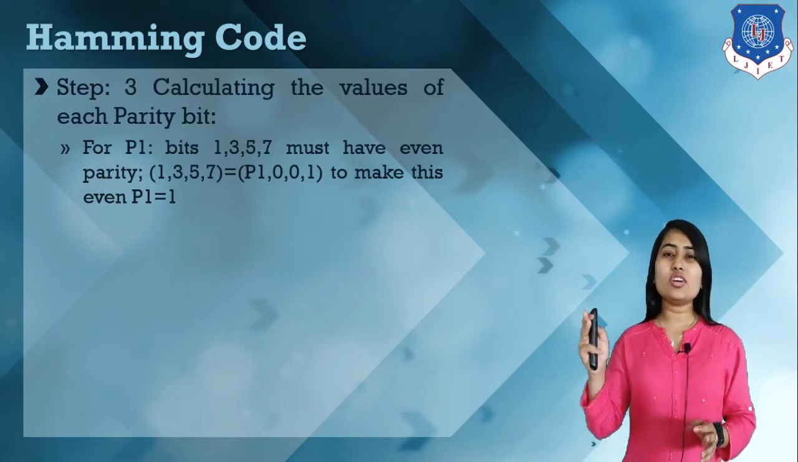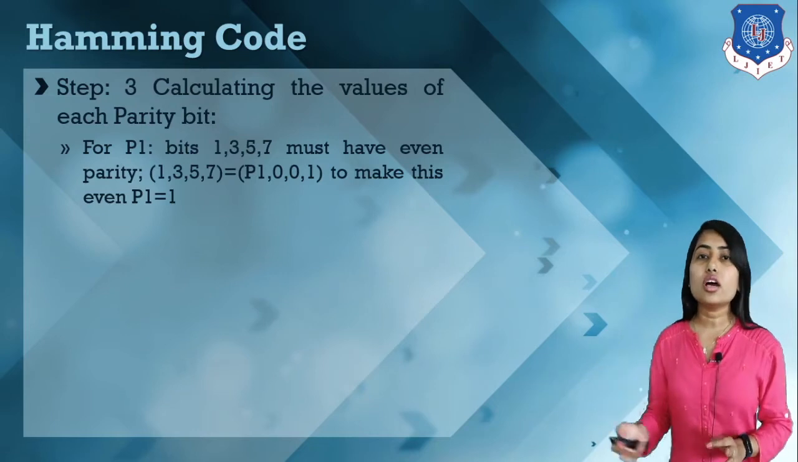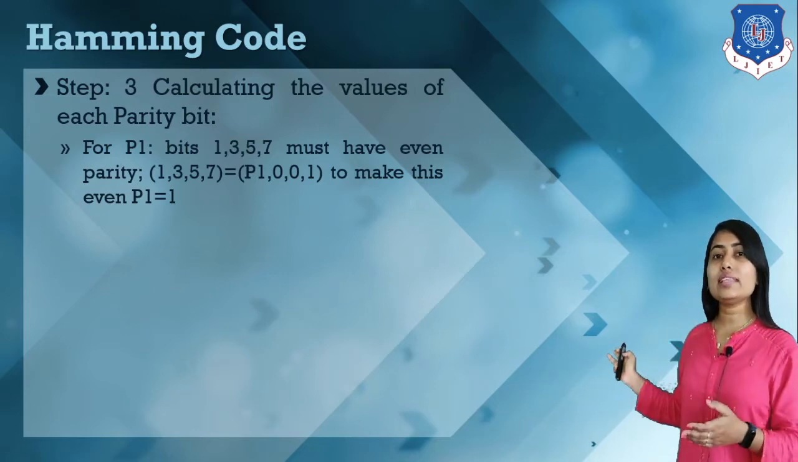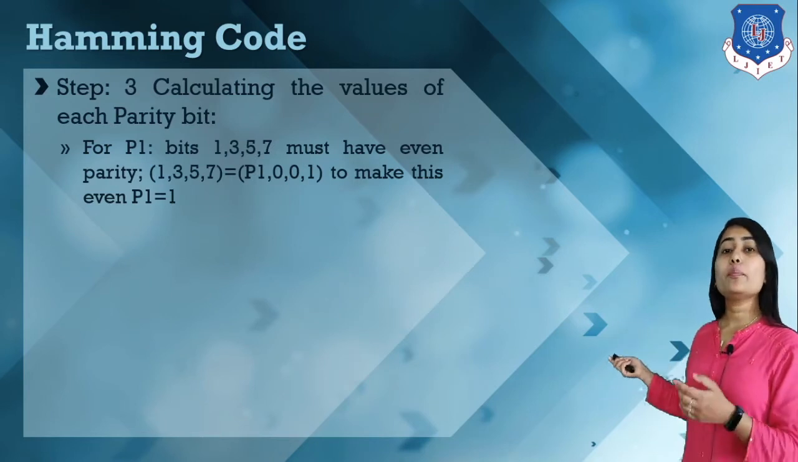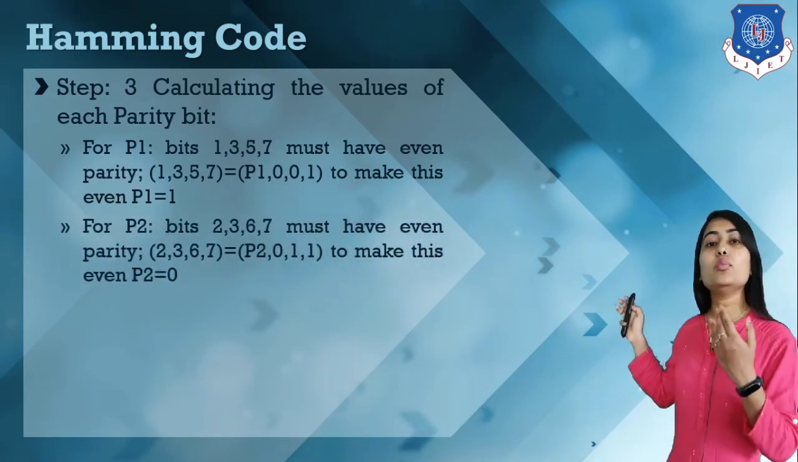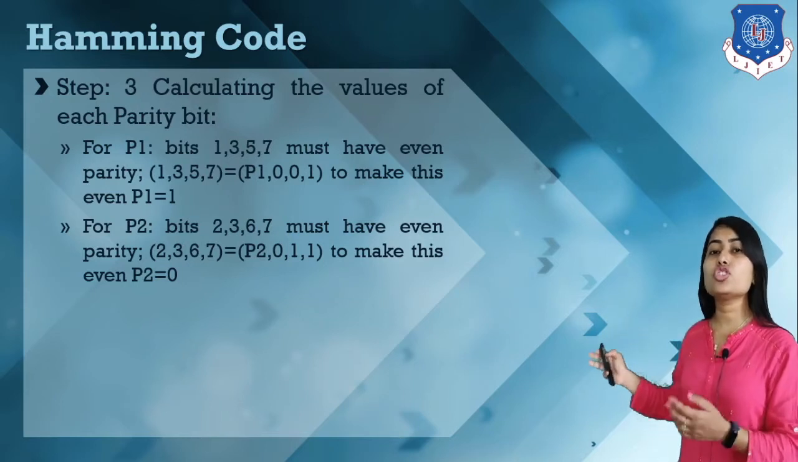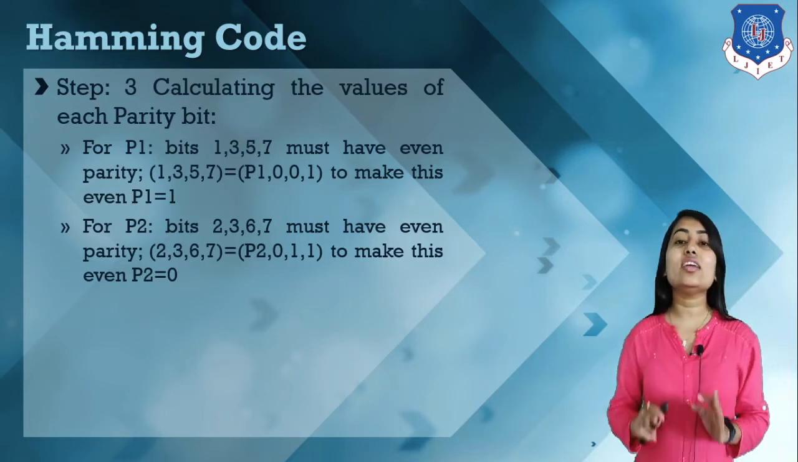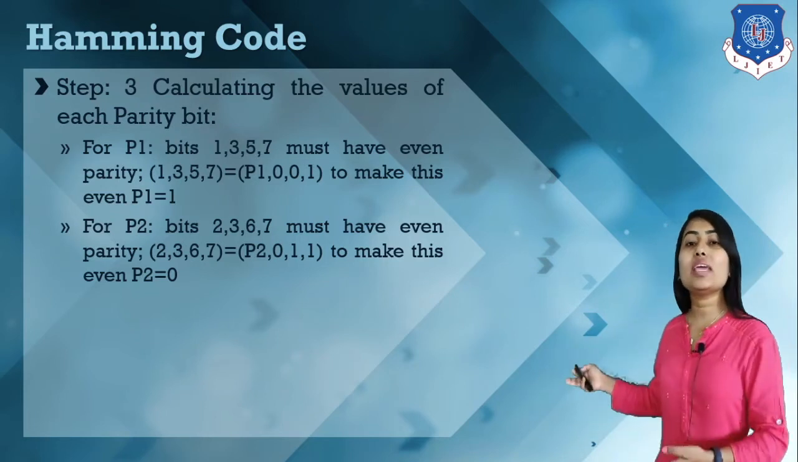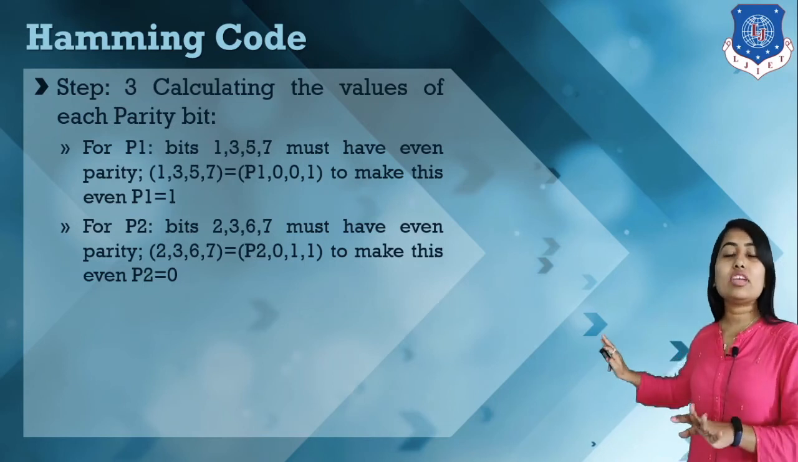Okay, here we have bits up to 7, so we have to just check up to 7. If we have further positions, then we have to write those positions also. Okay, right? 7, 9, 11 and so on. For P2 we have to check positions 2, 3, 5, 7. So for this bracket it is necessary to have even parity. So how do we make even parity over here? If P2 is equal to 0, then here we have even parity.